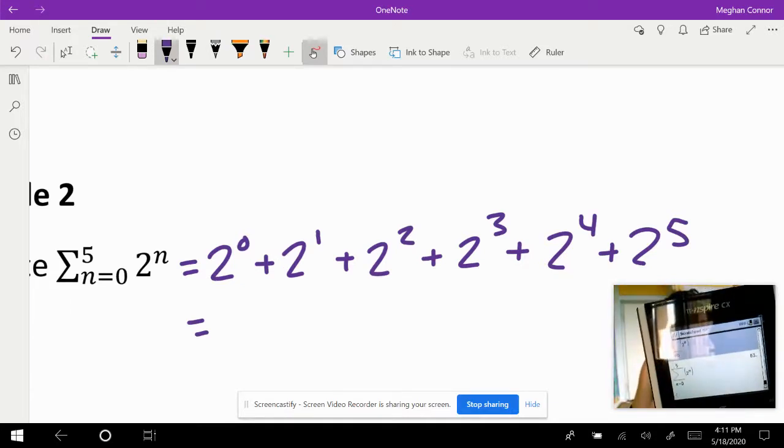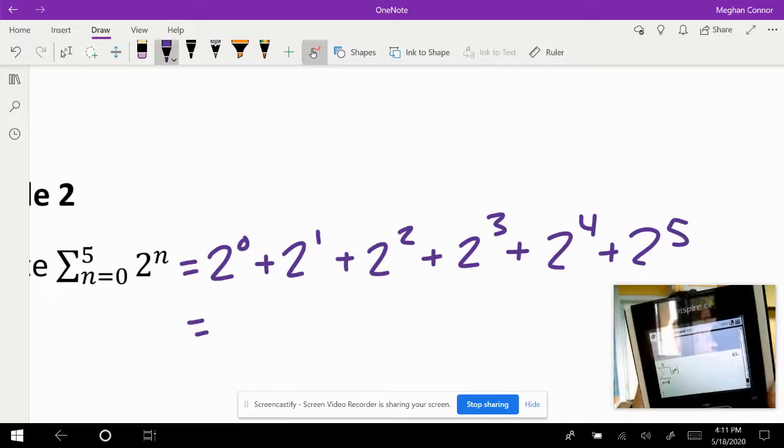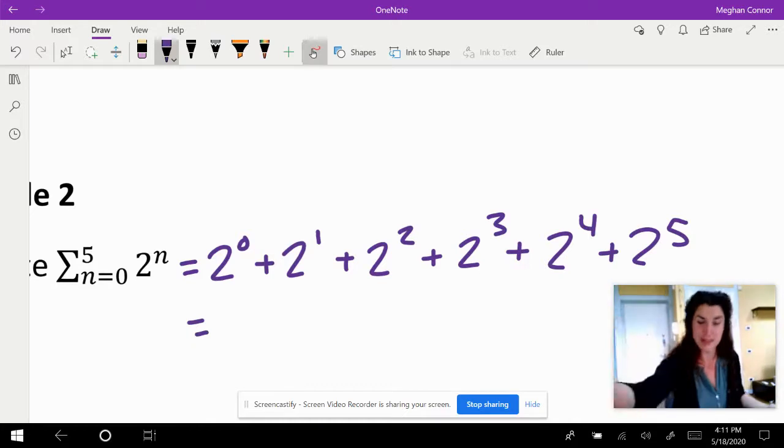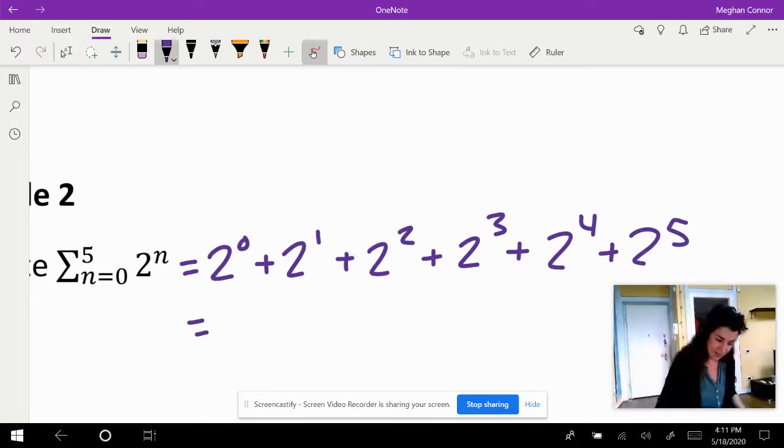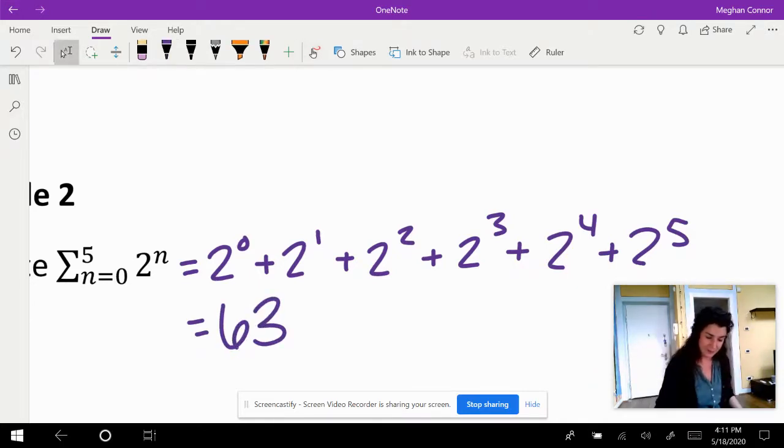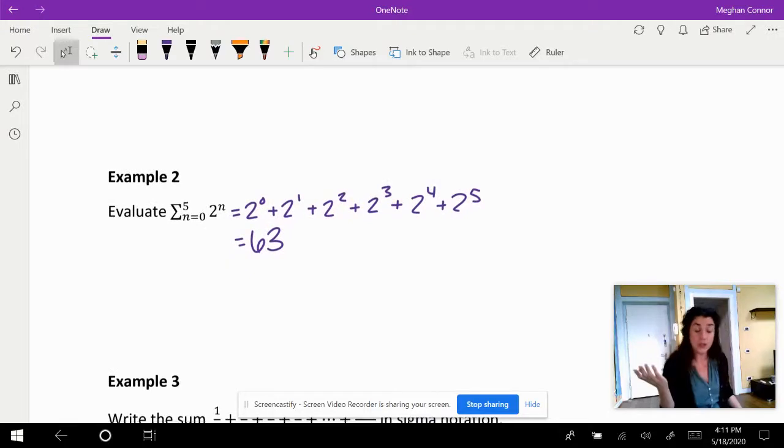this is our calculator with the sum in it. I went ahead and plugged it in exactly like that and pressed enter, and it gave me 63. And that is the answer. Ta-da! So your calculator can do it for you.